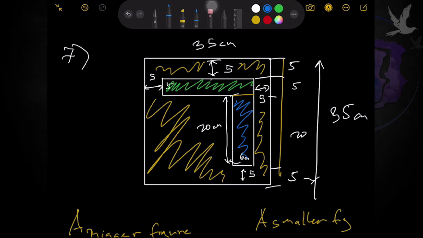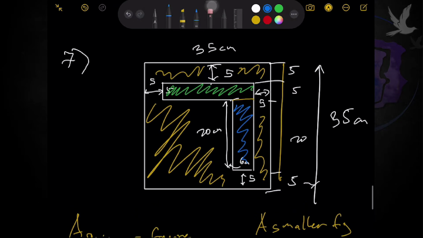Now, since for the past few numbers I already taught you and showed you how to get the missing parts of the figure, try to do this on your own for now. Okay, I can help you with the green one. I'll help you with the green one. How to get the length of the green.